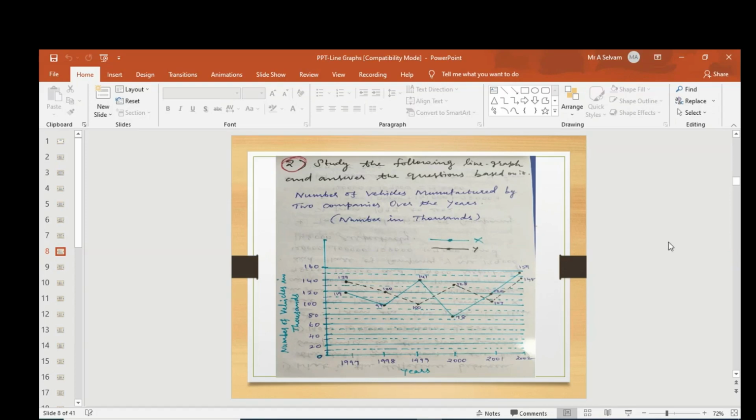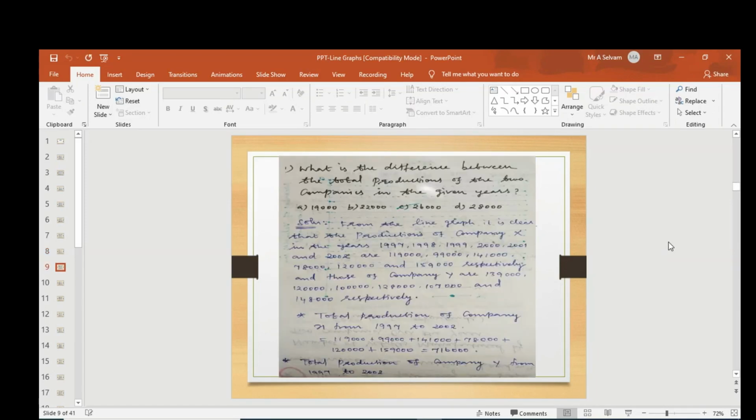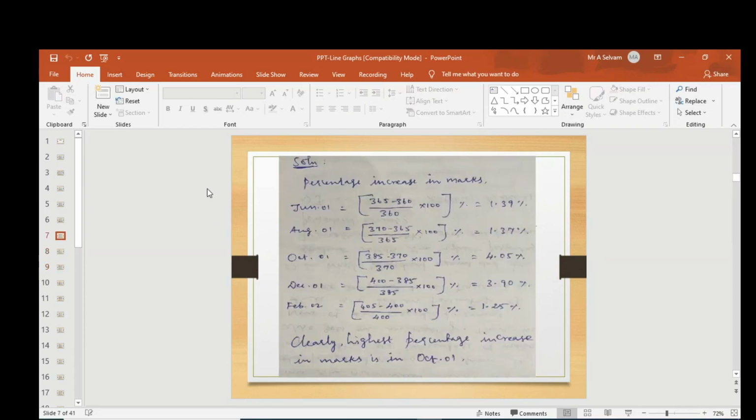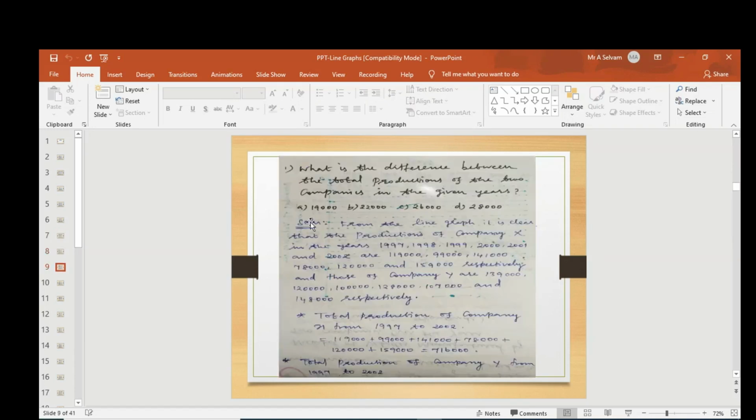Shall we go for the question? If you go for the question, you can easily understand, don't worry. Look at the first question. What is the difference between the total productions of the two companies in the given years? The total production of the two companies, X and Y. Number in thousands. Look at how they are given: option A 19,000, option B 22,000, option C 26,000, option D 28,000. Number in thousands, that is what we have to consider.